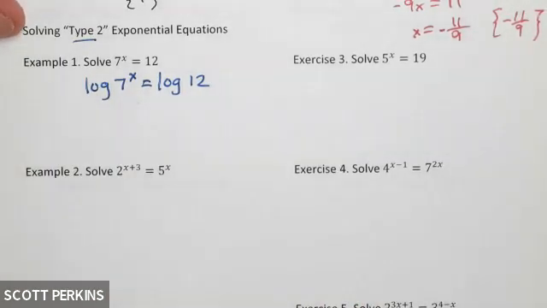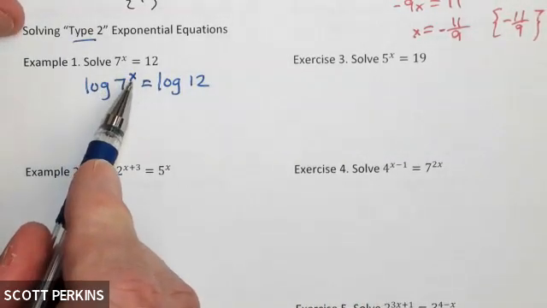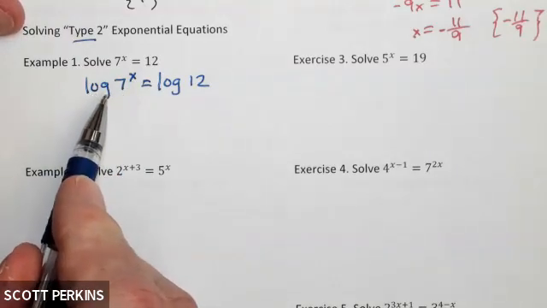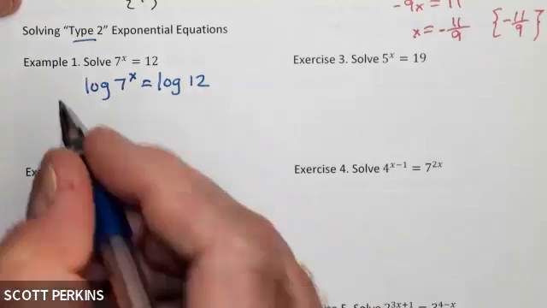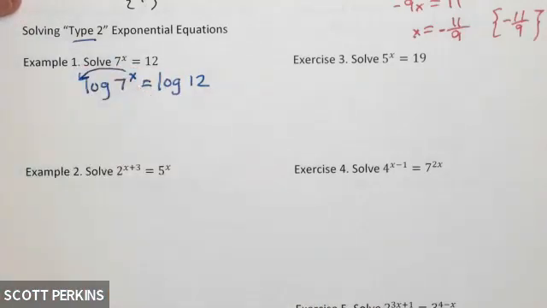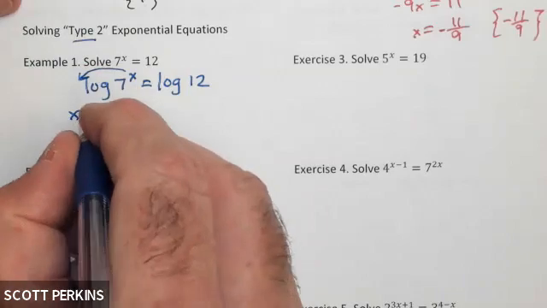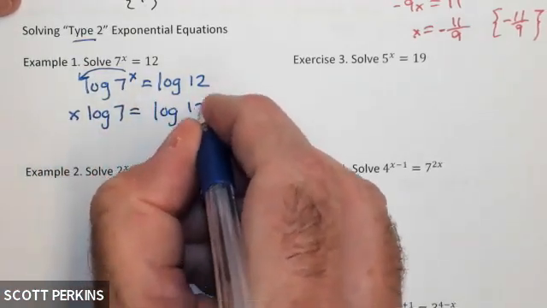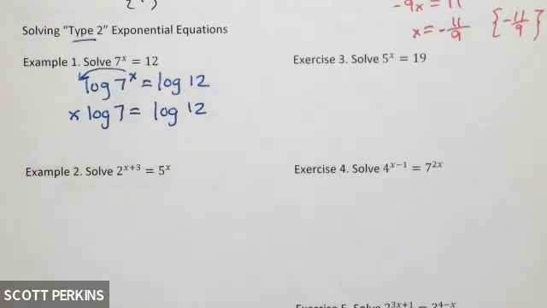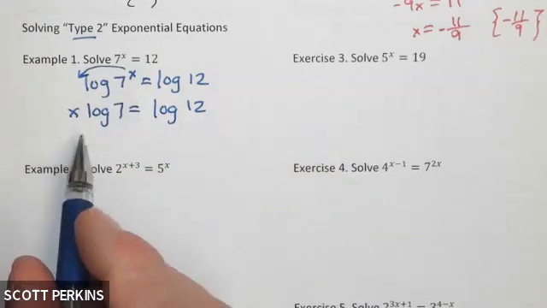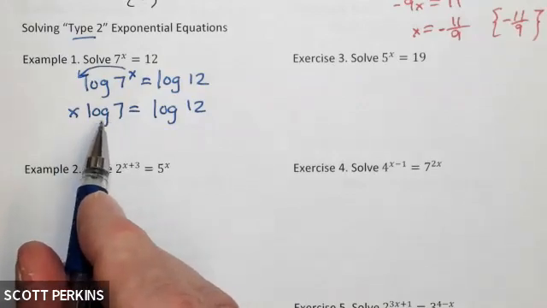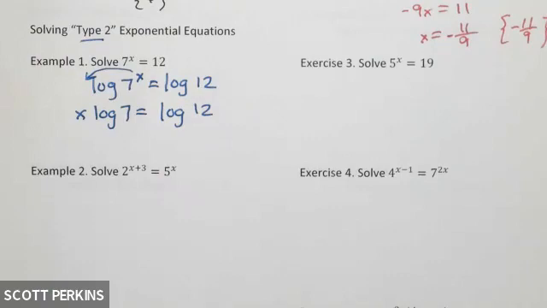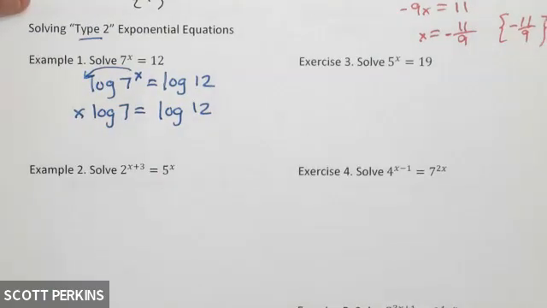In fact, here's the benefit. The reason I'm doing this is because now this x that's in the power, since this is a logarithmic statement, I can use the power rule of logarithms and bring this x down to the front. And so it becomes x times log of 7 is equal to log of 12. Again, that log of 7 is just a number. You could put it in your calculator. I don't want you to. We're going to get the exact answer, not an approximation.